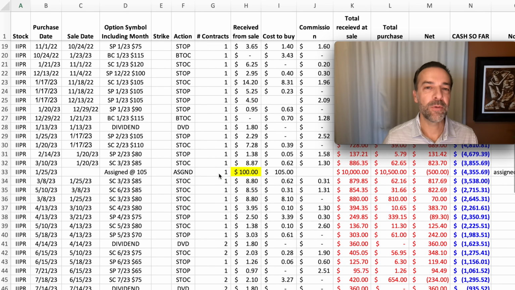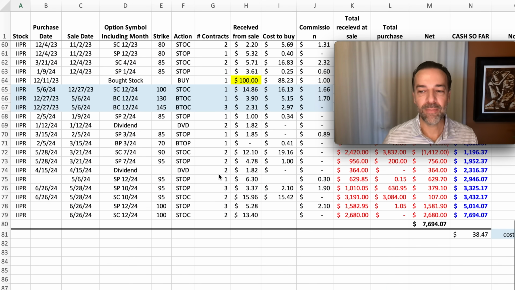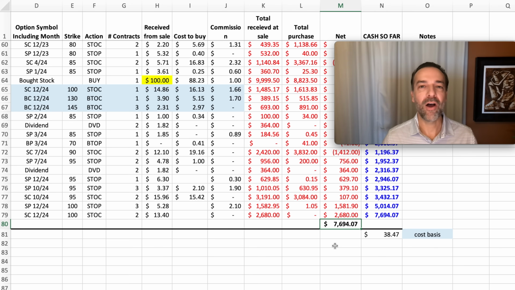Here you see a spreadsheet with all the trades we've done against IIPR in this account. Now get down here to the bottom, and pay attention to these numbers. In spite of all that up and down, if the position closed out right now where we're at today, I have a profit of almost $7,700. If we break that down per share for the 200 covered call shares that I own, we have a profit of over $38 per share. And that's in a stock that's been all over the place.